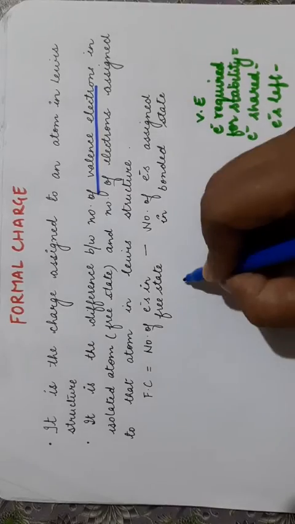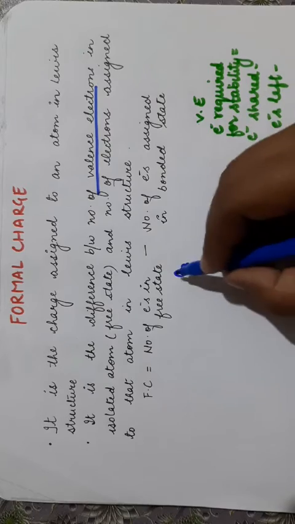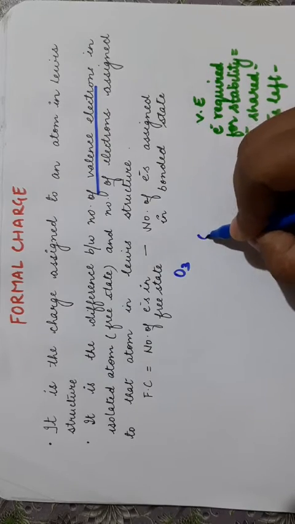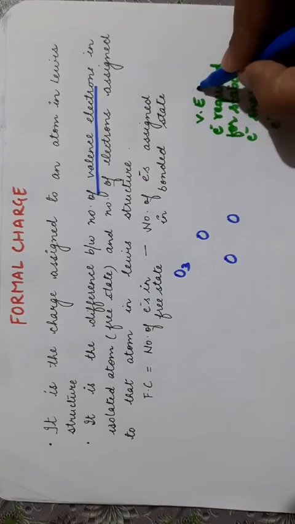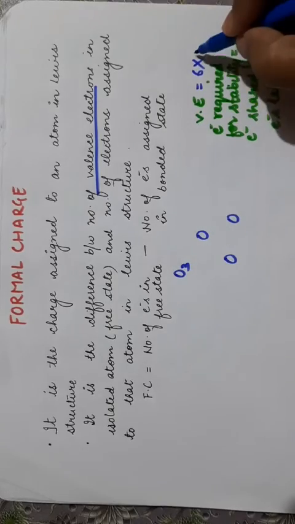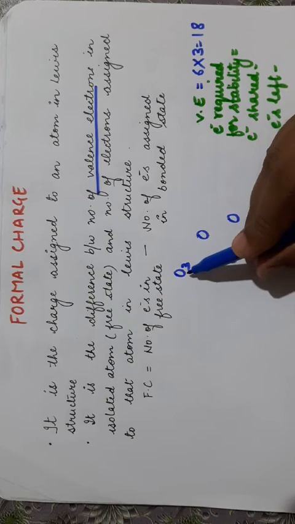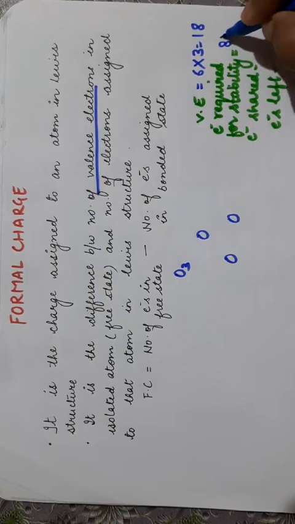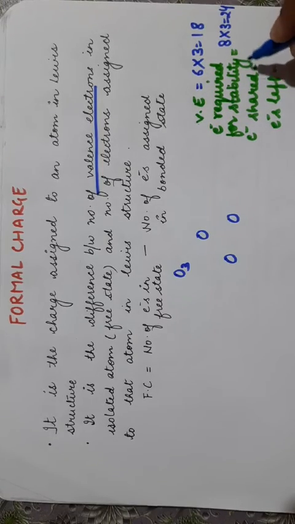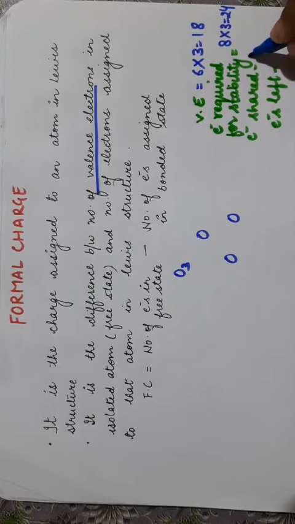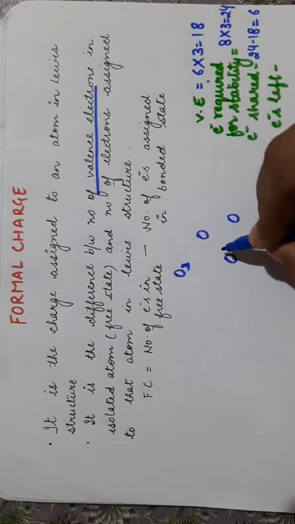Example, if we take the O3 molecule, in the last session we have drawn the Lewis structure for O3. There are 3 oxygen atoms. Now the valence electrons of oxygen is 6, so total valence electrons will be 6 into 3, that is 18. How many electrons are required for stability? Each atom requires 8 electrons, so 8 into 3, that is 24. Electrons shared will be equal to electrons required for stability minus valence electrons. 24 minus 18 is equal to 6. So 6 electrons will be shared.